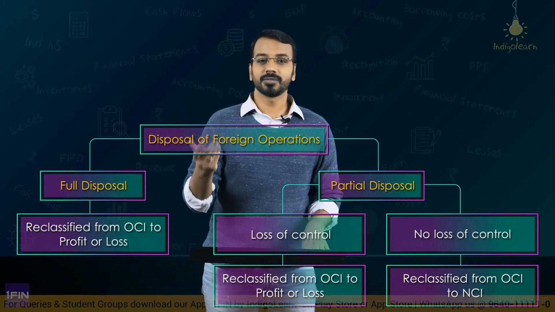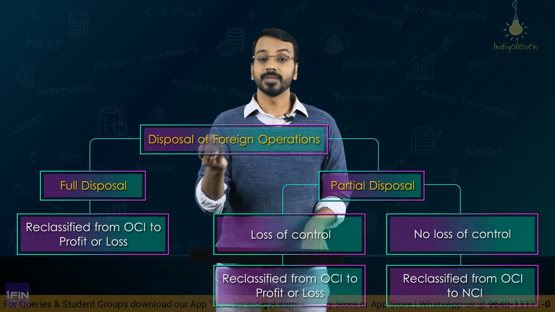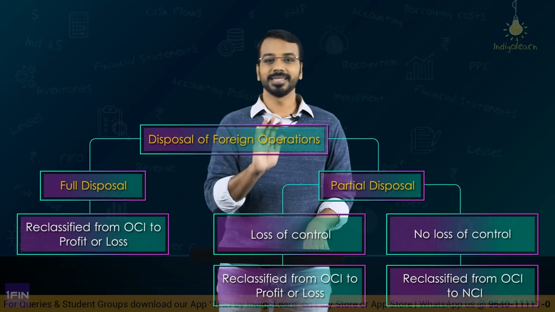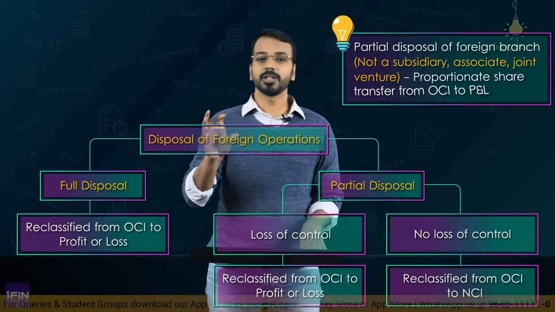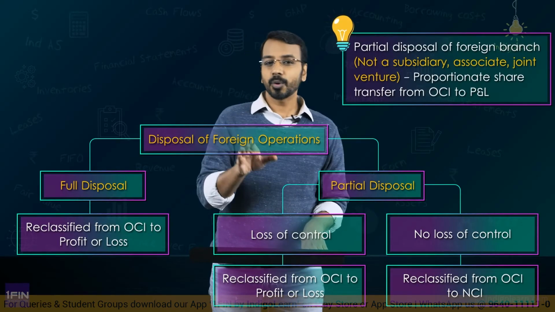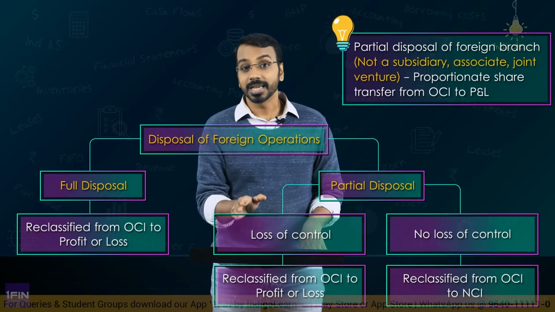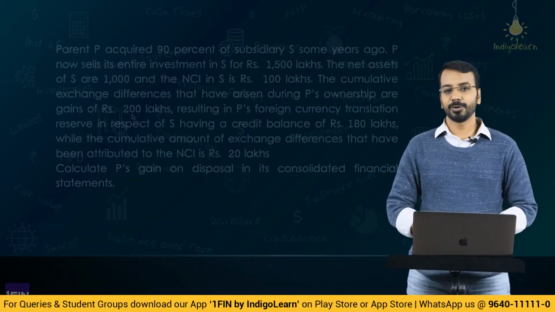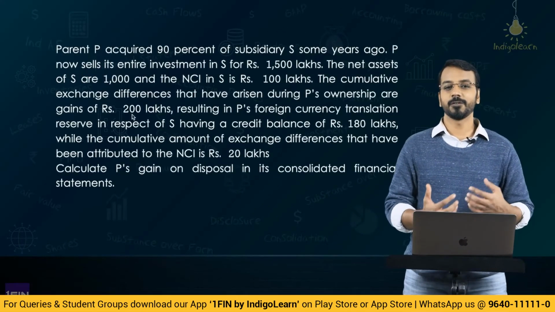If it is a partial disposal of a subsidiary without losing control, then the amount goes from OCI to NCI. If it is a partial disposal of other foreign operations, then proportionately you will transfer from OCI to the P&L. Let's now have a look at a question on disposal of a subsidiary.